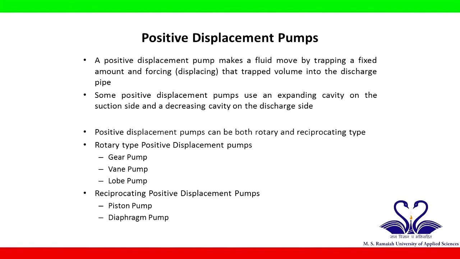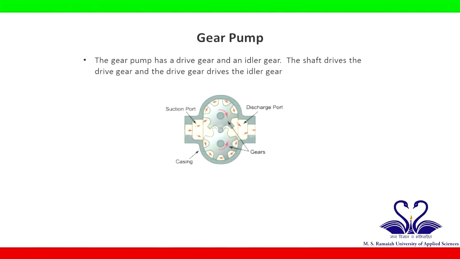Gear pump, lobe pump, vane pump, etc. are examples of rotary type positive displacement pumps. Piston pump, plunger pump and diaphragm pump are examples of reciprocating positive displacement pumps. The gear pump has a drive gear and an idler gear. The shaft drives the drive gear and the drive gear drives the idler gear.